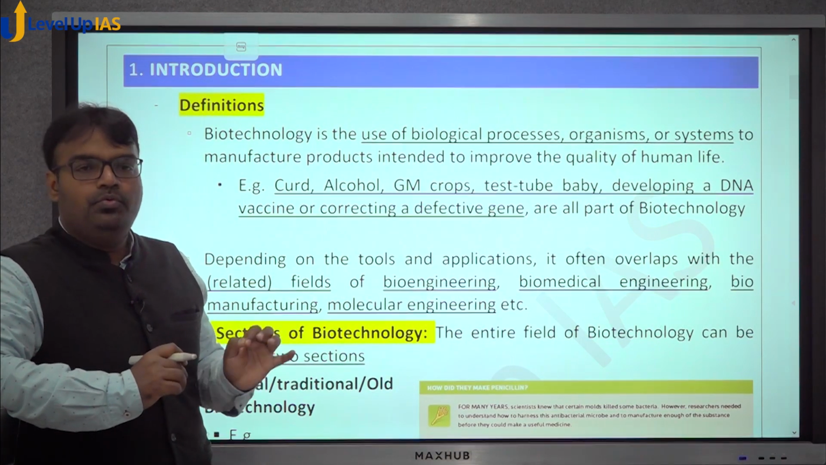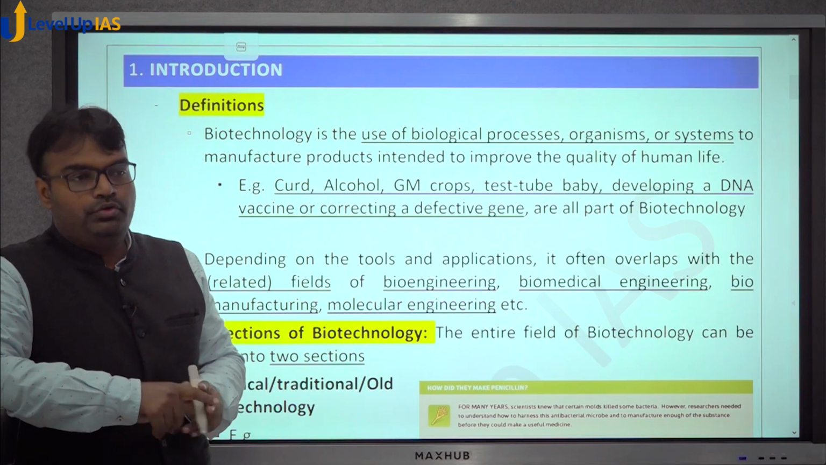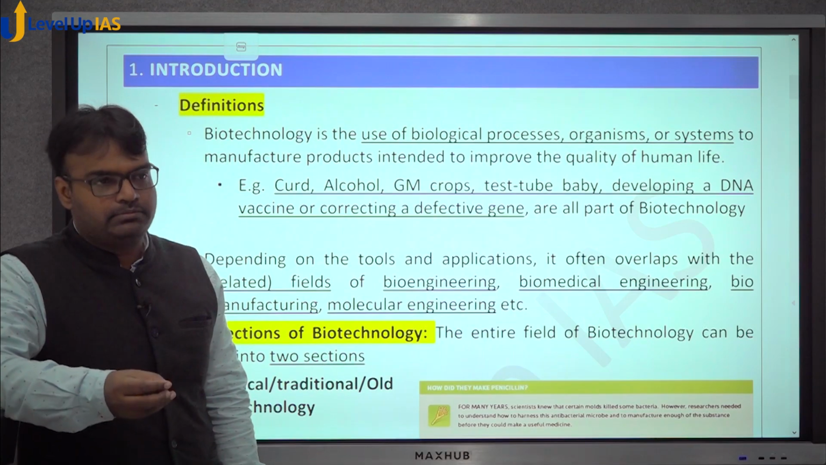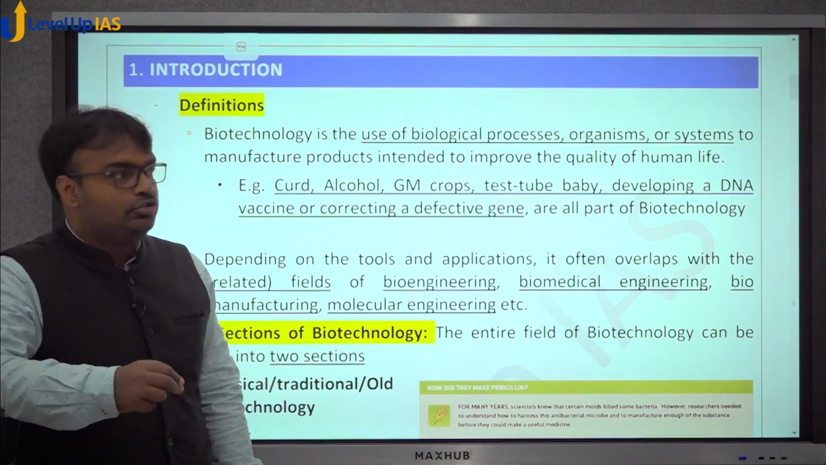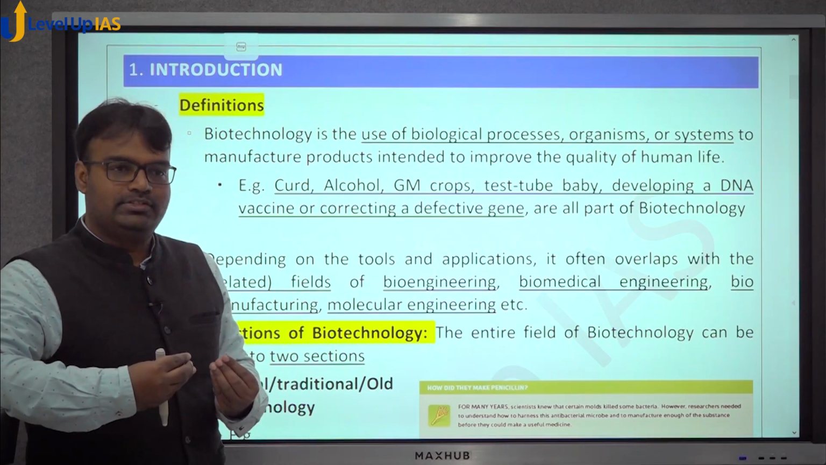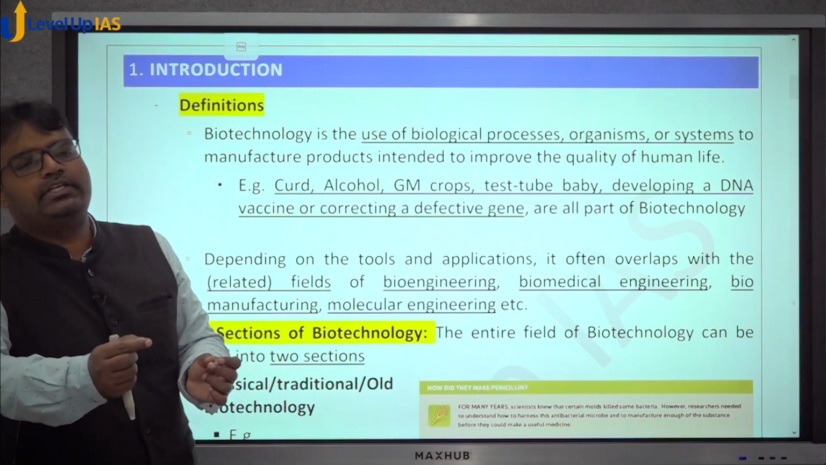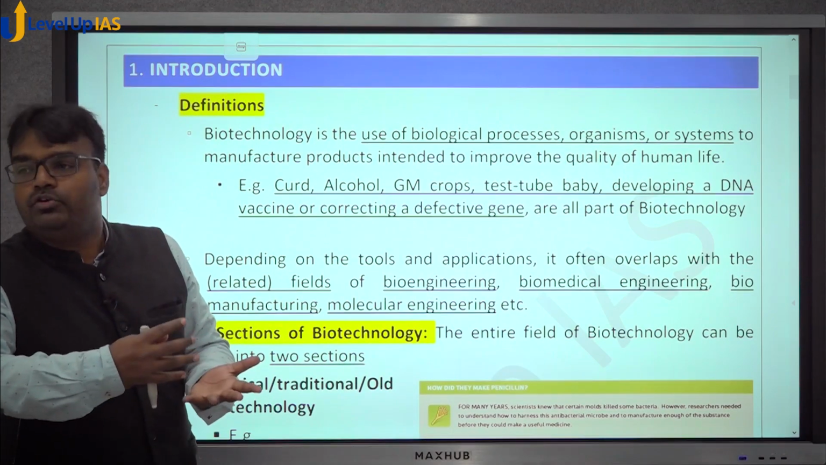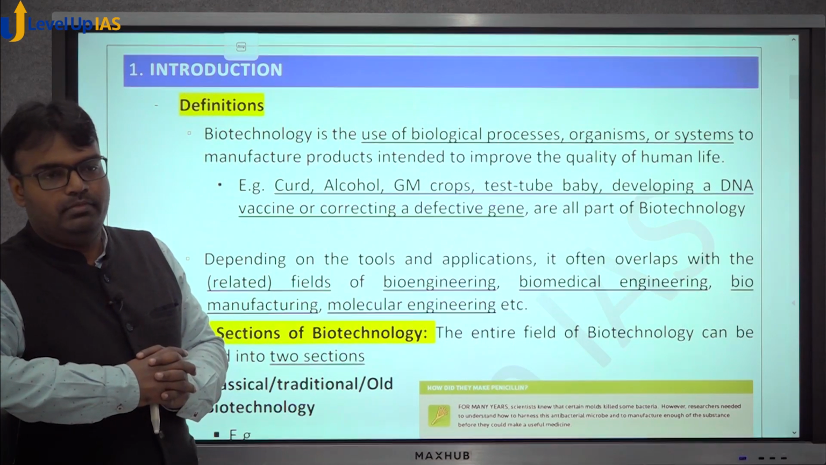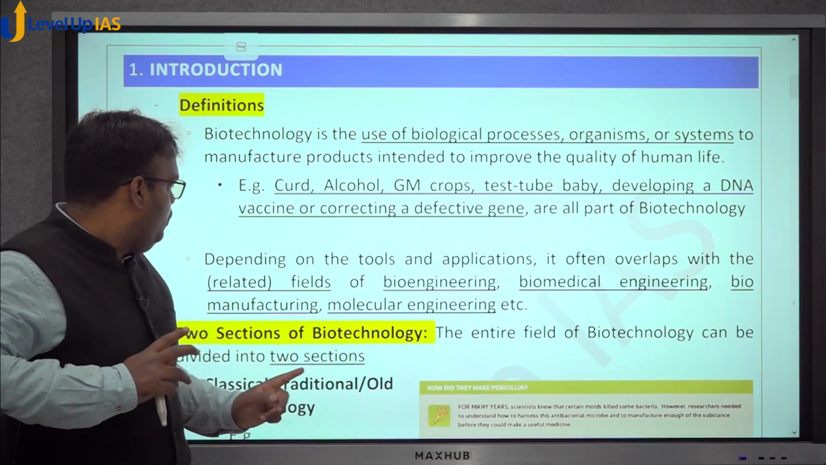Did you understand this? Now, a very simple example of biotechnology would be curd. We all eat curd. How do we prepare curd? We add some living organisms, some bacteria, in the milk. So we used a biological organism to prepare something that is useful for humans. That is an example of biotechnology, a very simple, very basic example. Genetically modified crops are also an example of biotechnology, but this is also biotechnology. Fine. Did you understand this? How do we define biotechnology?